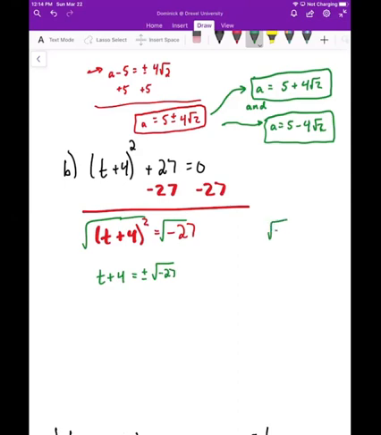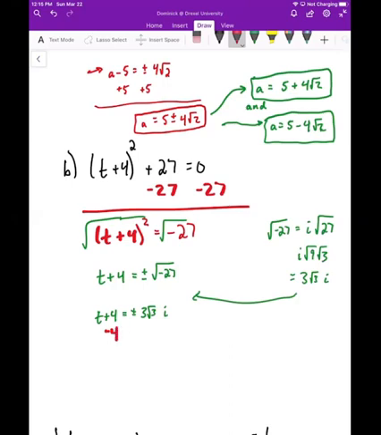Now for negative 27, we can take an i out, of course. And 27 we can write as square root of 9 times square root of 3. So square root of negative 27 will all come out to be 3 square root of 3 times i. So putting that over here, we have that t plus 4 is equal to plus or minus 3 square root of 3i. And last but not least, we would want to subtract 4. And we get that t is equal to negative 4 plus or minus 3 square root of 3 times i.